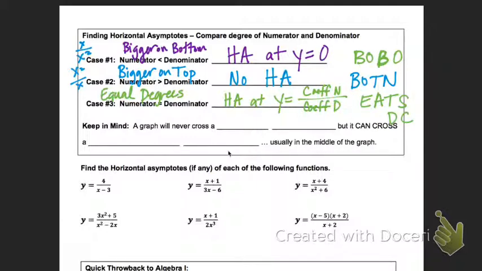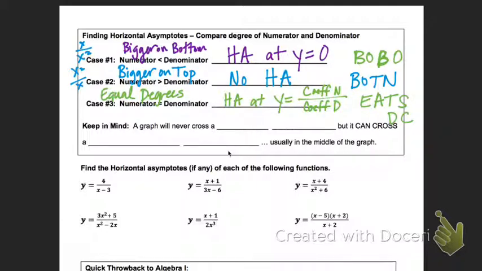Did you come up with these on your own? No, but I guarantee you, ask any junior that had this class last year, they will remember BOBO, BOTN, EATS DC. Anyone that had this class last year knows what BOBO BOTN EATS DC is.